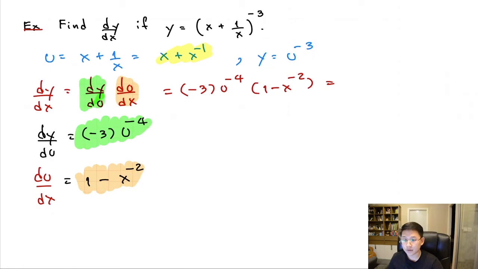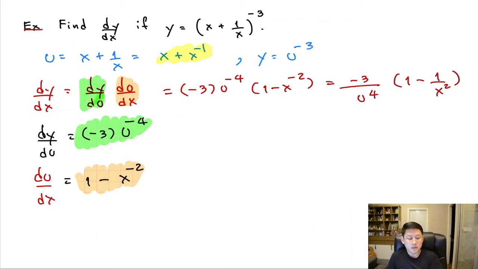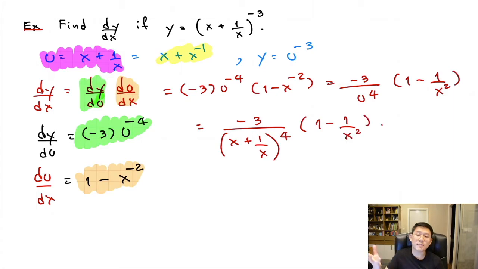Just 1 second. There's a glitch. Okay, so as we know that u is defined in this way, we have minus 3 divided by (x plus 1 over x) to the power of 4, times 1 minus 1 divided by x squared. And if you want, you can make it look prettier, but I won't do that. Okay, so I'll stop here.